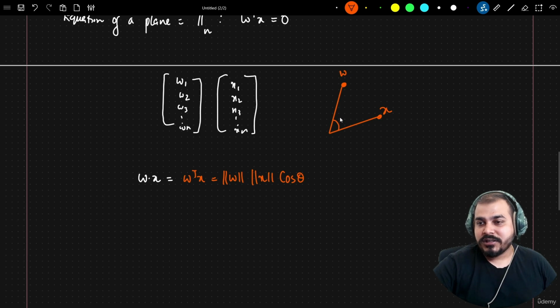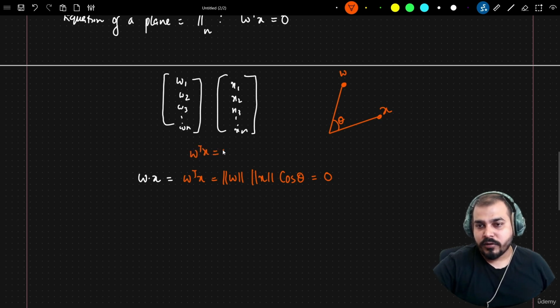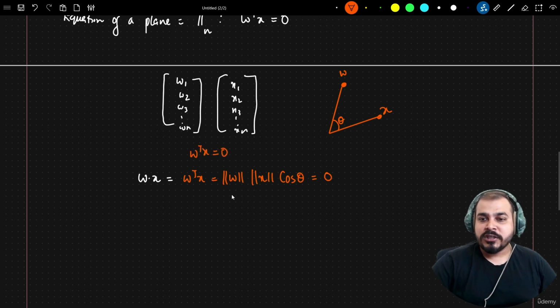And this cos theta will basically be giving my angle between the w and x vectors, if I'm specifically talking about them as vectors. This in turn will be equal to 0, because my w transpose x is equal to 0. Through linear algebra, we can represent this equation as magnitude of w multiplied by magnitude of x multiplied by cos theta.